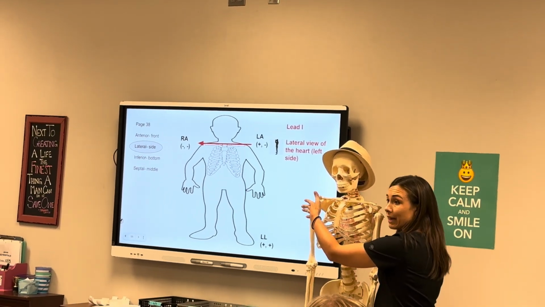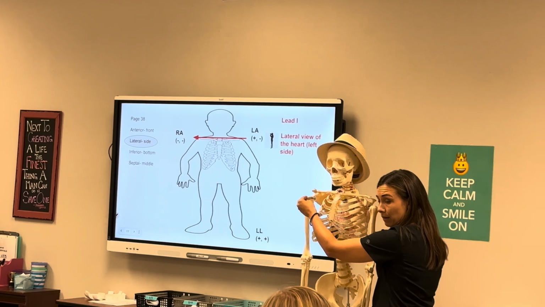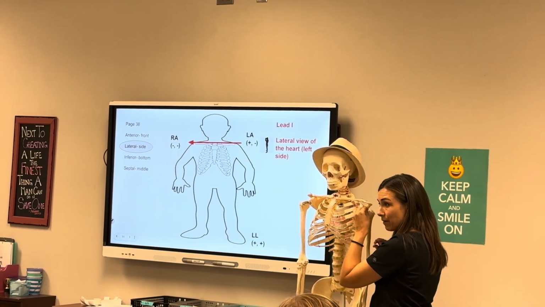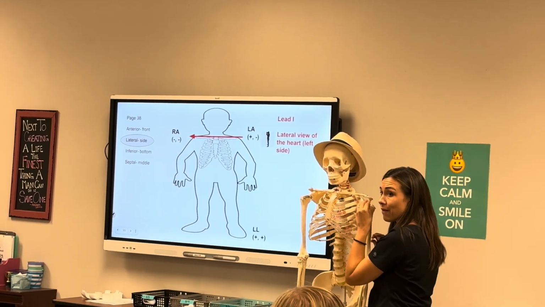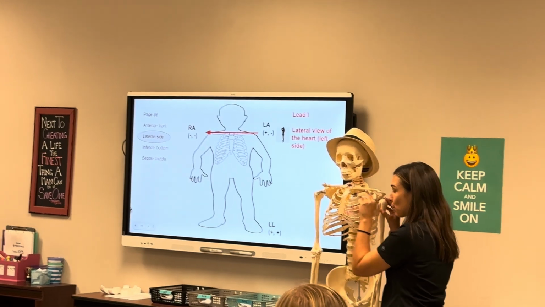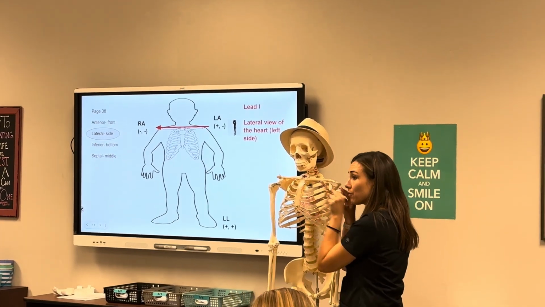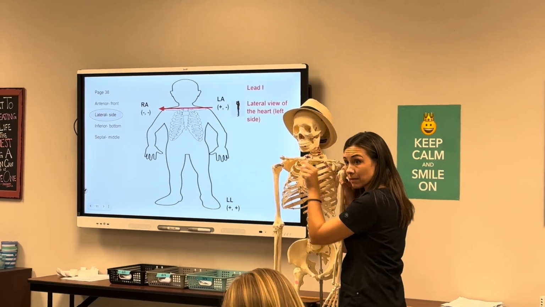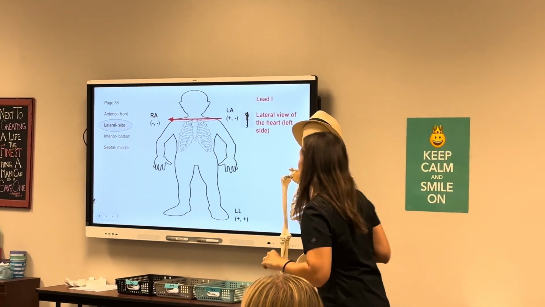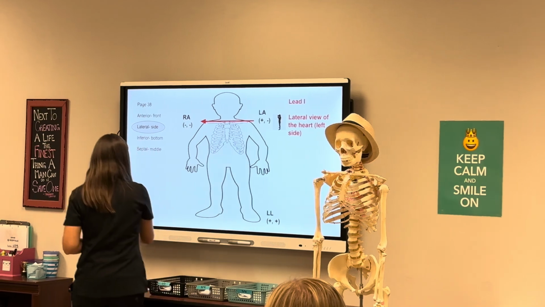So lead 1, the electricity we are measuring from negative to positive, or in other words, right arm to left arm, but my view is from the left arm in. And so my view is a lateral view coming in from the side. Good? Okay, now we're going to go to lead 2.